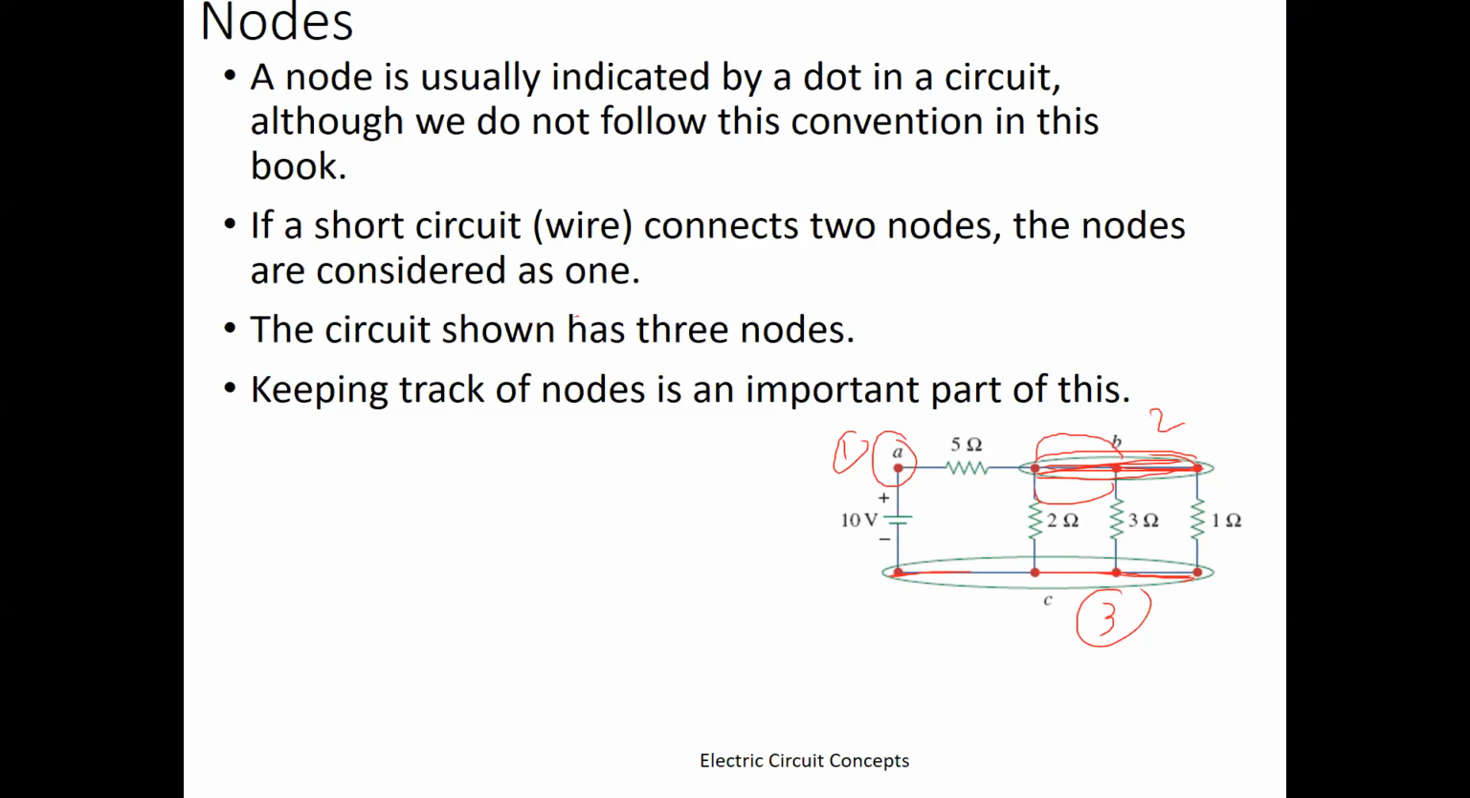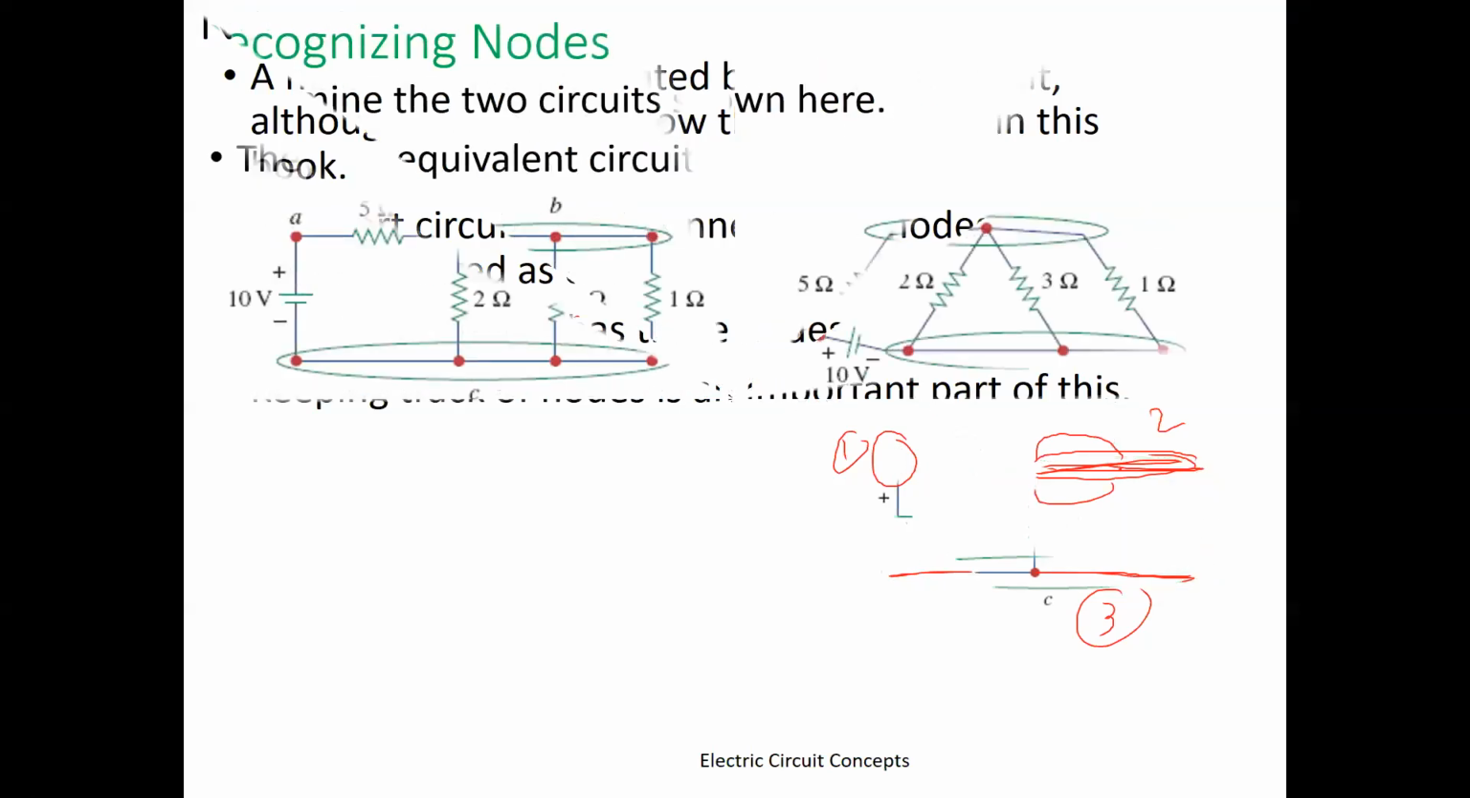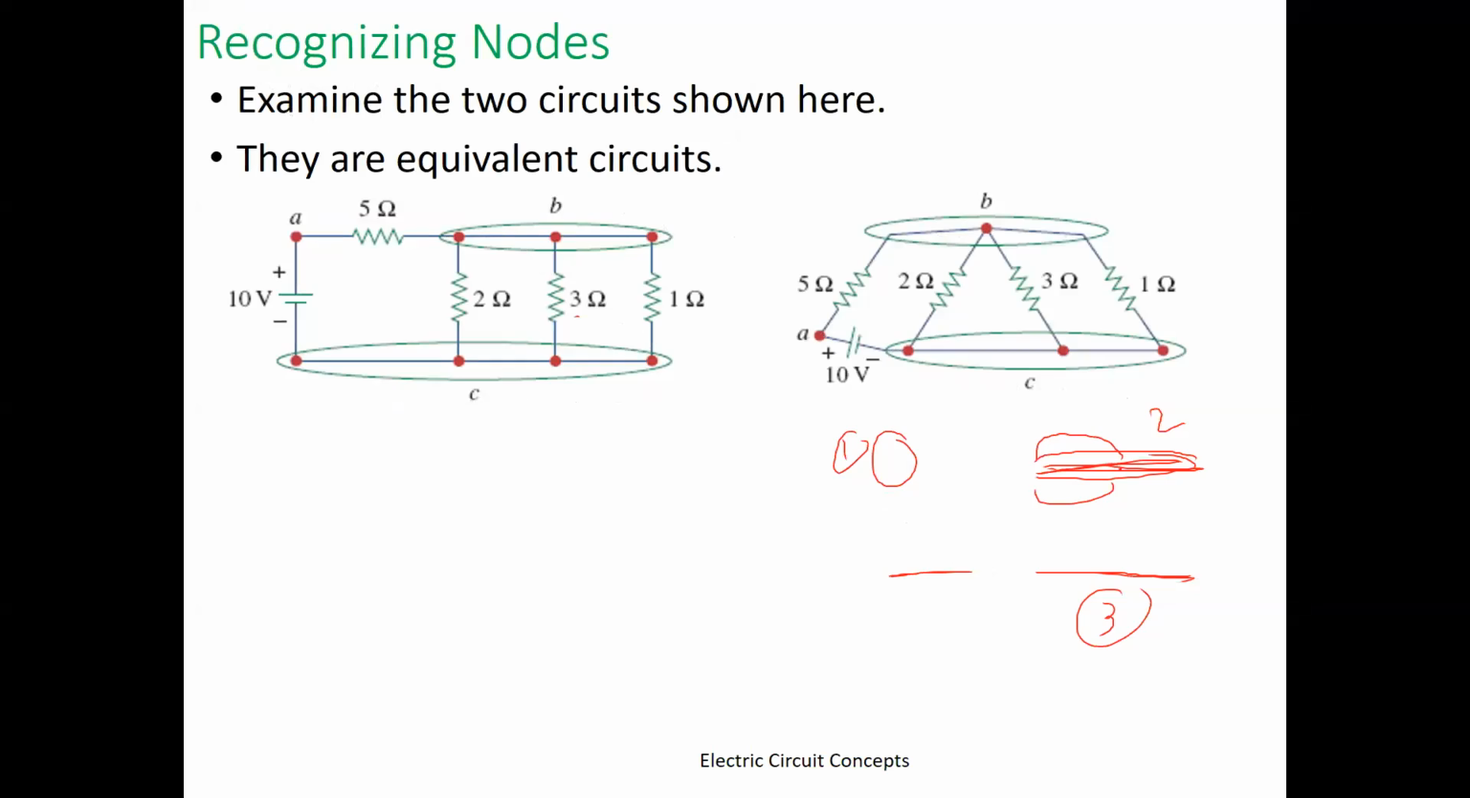The circuit shown has 3 nodes. Keeping track of nodes is an important part of circuit analysis. This is very important. Later on, when we come to analyze the circuit, we will use one of the techniques called nodal analysis. So again, this is recognizing the node, as I said.